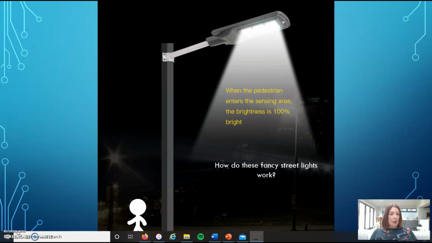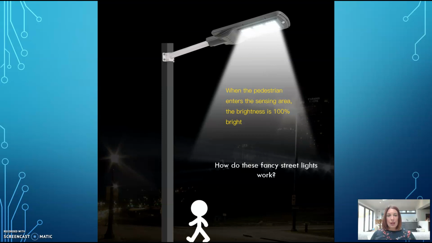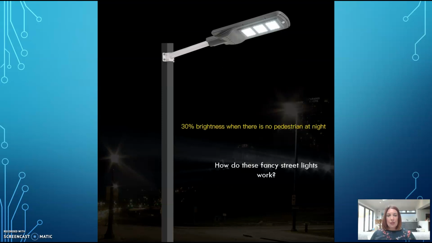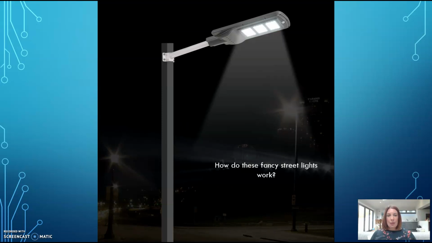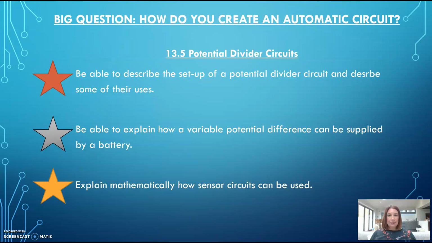Hi everybody, so we're doing 13.5 today, the potential divider. I've got a little thing for you to think about at the start. Hopefully you'll be able to answer this by the end. When the pedestrian enters the sensing area, the brightness is 100%. Before that, 30%, pedestrian enters 100%. So hopefully by the end you'll know how these fancy streetlights work.